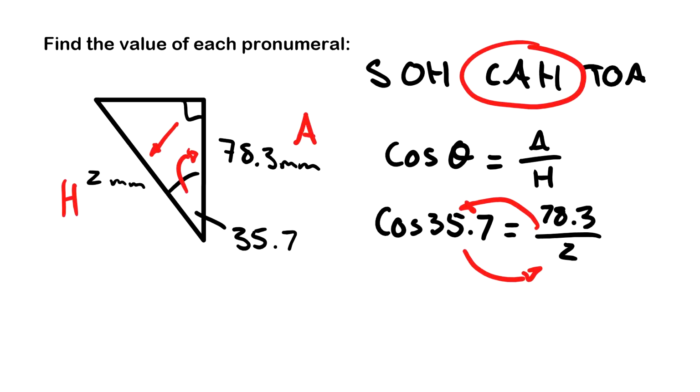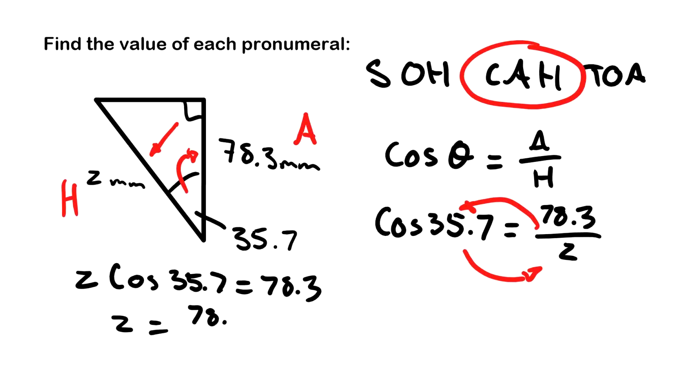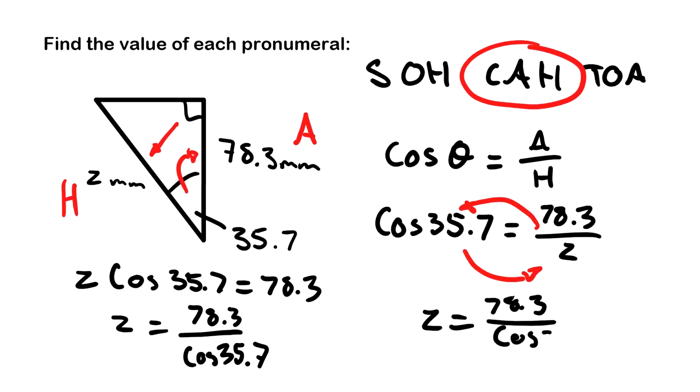So if I multiply by the Z, I get Z cos 35.7 equals 78.3. I then divide by the cos to get Z equals 78.3 over cos 35.7. So that is the reasoning for this. The trick though, again, is just to remember you swap those two positions. So we get 78.3 over cos 35.7, and you put it into the calculator. And we get 96.4. Now it does have units, millimeters, so we'll put them in.